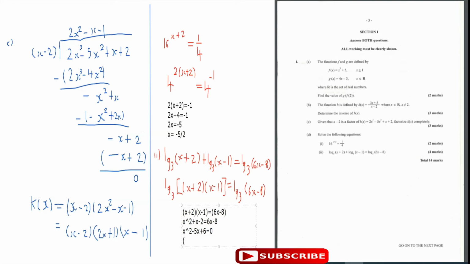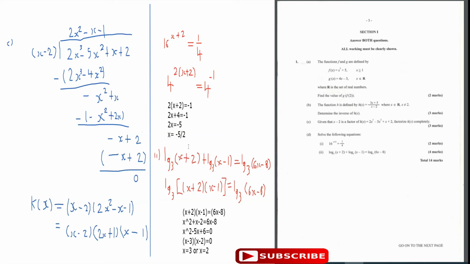So now we can go ahead to factorize, and it looks like x minus 3 times x minus 2 equals 0. So the answer is x is either equal to 3 or x is equal to 2. That's the solution. And that takes care of question 1. Of course, you can go ahead and test your answer.